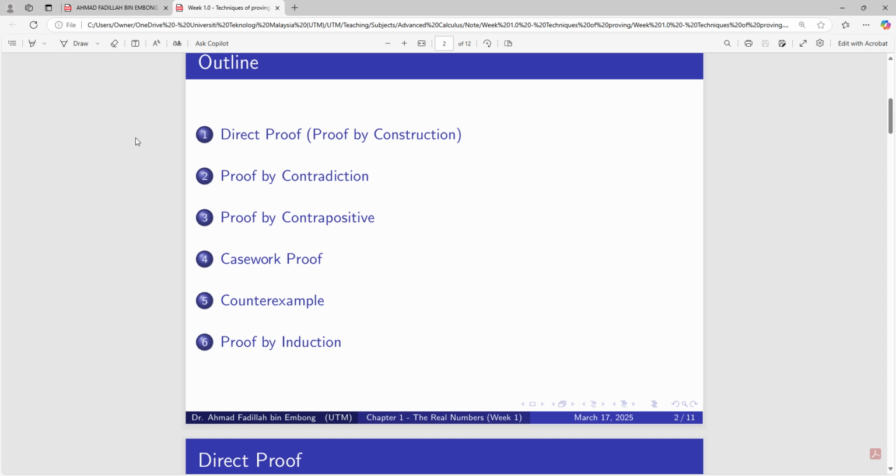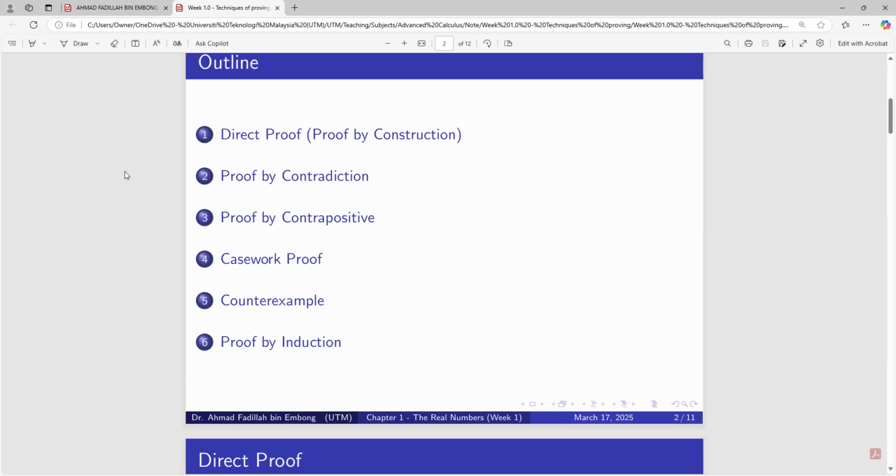So for this video, I'm going to recall all the basic techniques that we have in mathematics. This part is not covered in our syllabus, but we are going to apply them frequently in our courses. Okay, so basically these are the things that I'm going to cover.